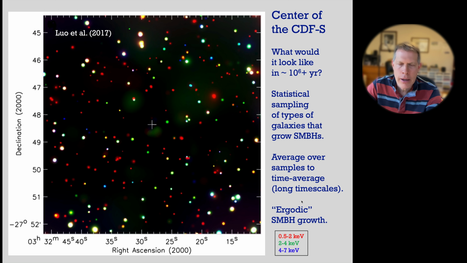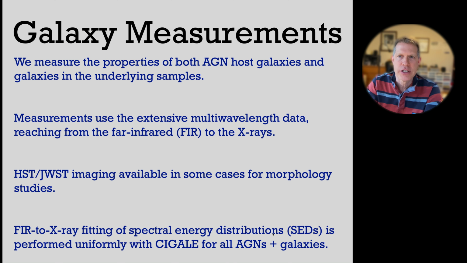That is, we're taking black hole growth to be ergodic so that the average over a sample of these systems is equivalent to the long time scale time average of these systems. So we're measuring black hole growth in a long-term average sense.